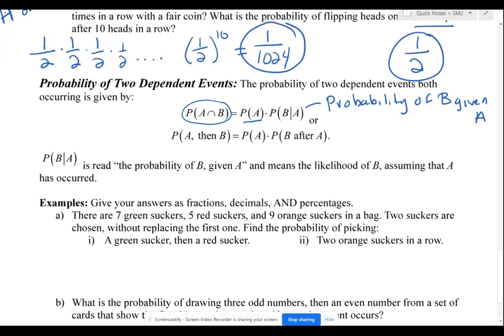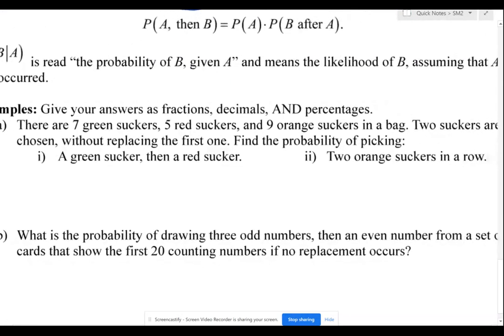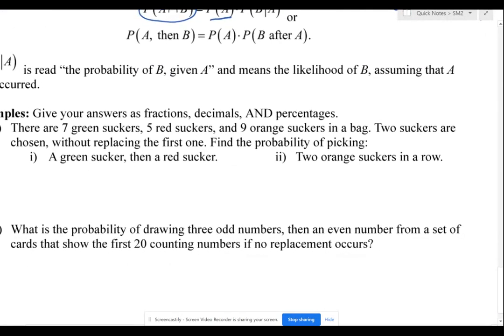So for example A, we're going to zoom in here and focus on what's being asked. Give your answers as fraction, decimal, and percents. So there are 7 green suckers, 5 red suckers, and 9 orange suckers in a bag. 2 suckers are chosen without replacing the first one. That's what makes it dependent. Find the probability of picking a green sucker, that's our first pick, then a red sucker, that's our second pick.